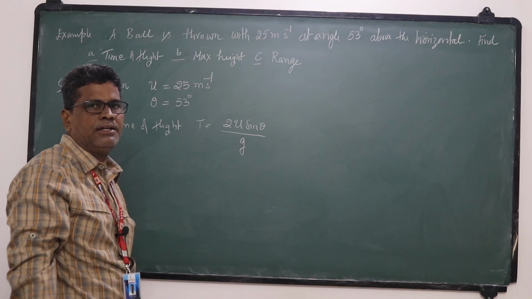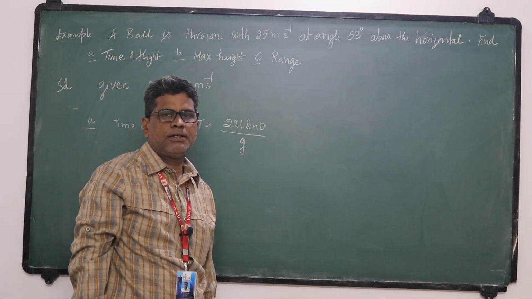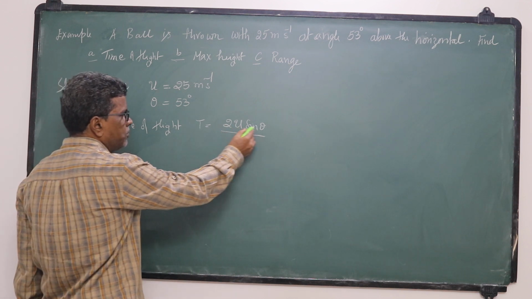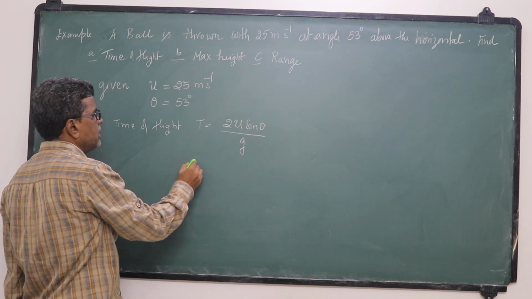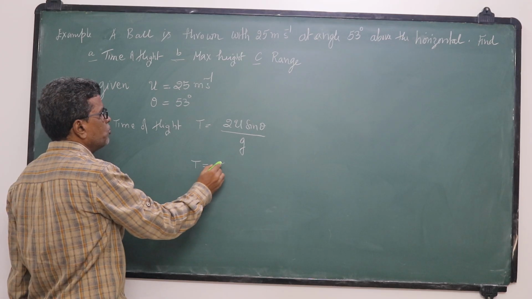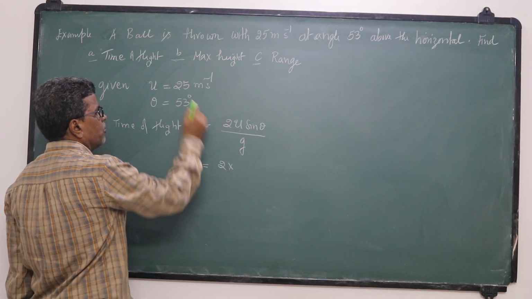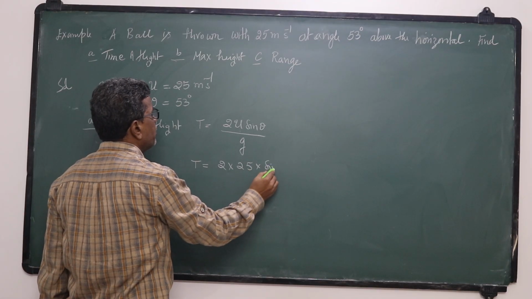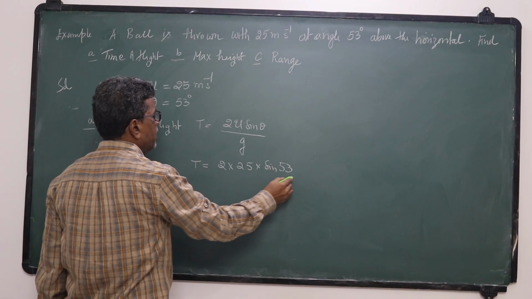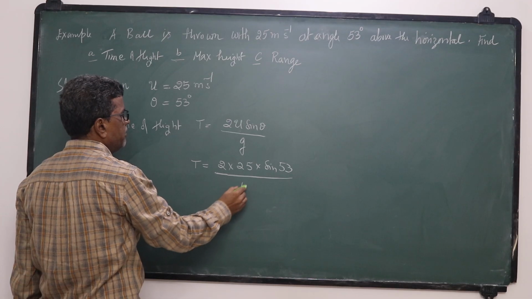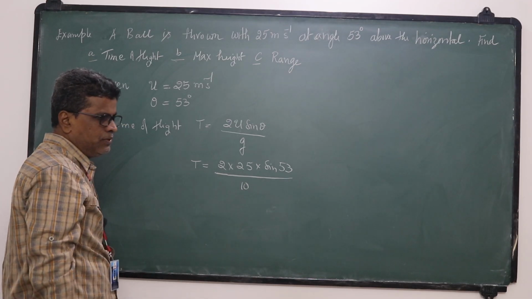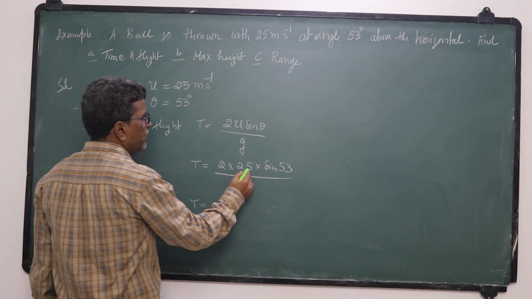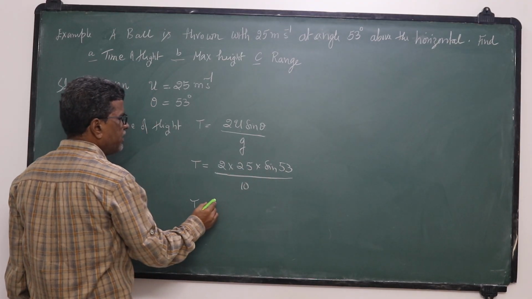What is time of flight? From yesterday we arrived at this expression, 2U sin theta by g. What is U here? 25. So T is equal to 2 into 25 sin 53 by g. Let g be 10.